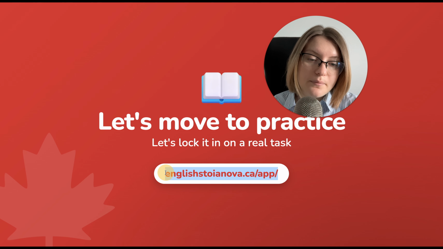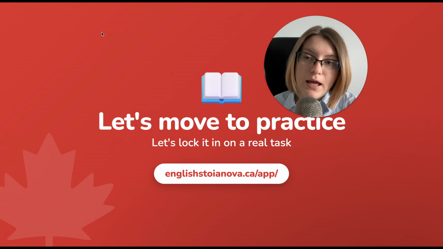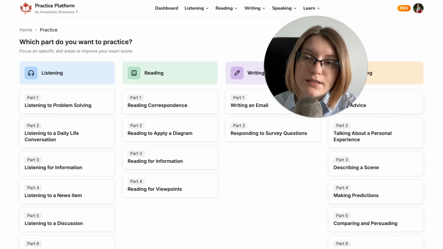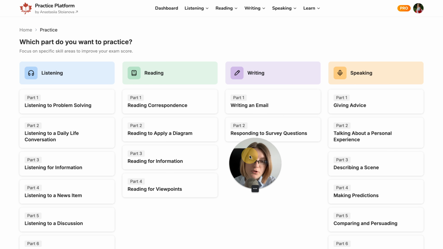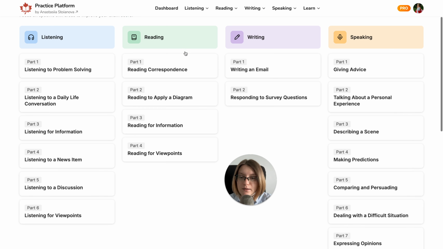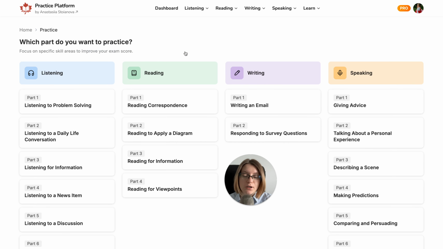So /app/ and yeah, the text, this is what it looks like. We are going to work in the practice mode. And on the platform, you can also work in the mock exam mode, which is also great if you want to just see how it feels to sit through the whole exam. But I'll show you a bit later our dashboard and what we have here.